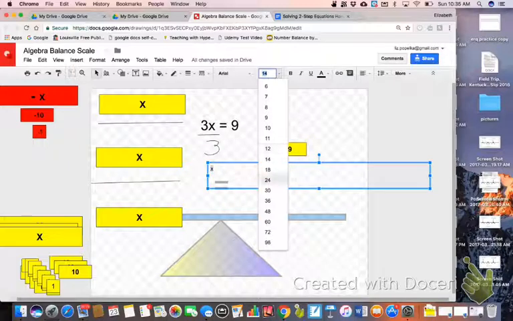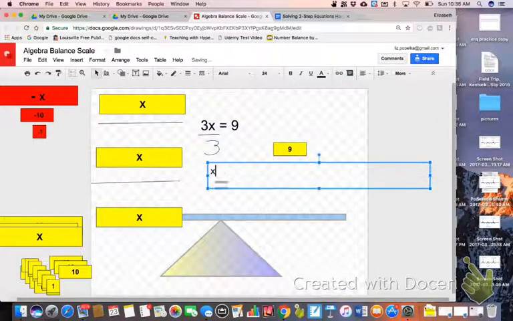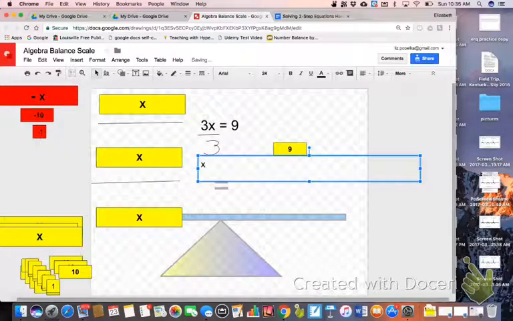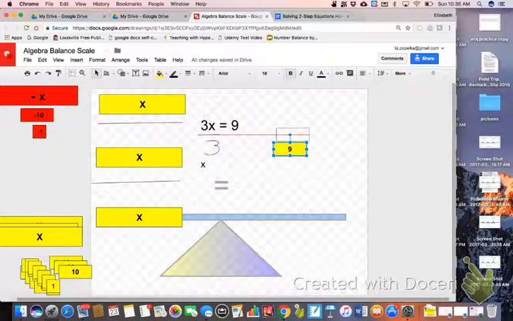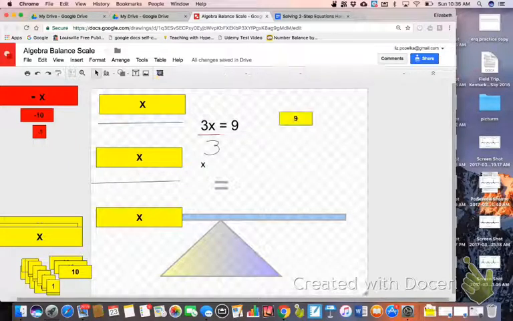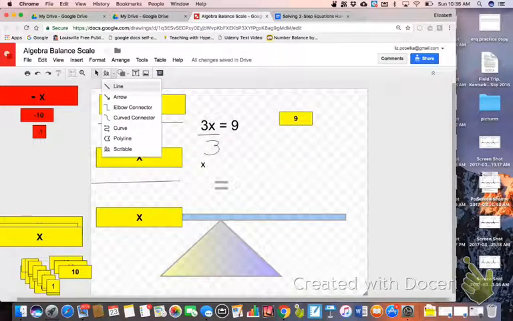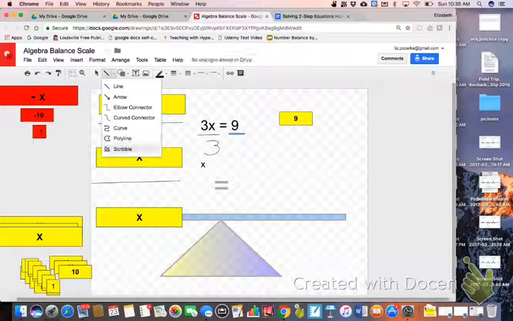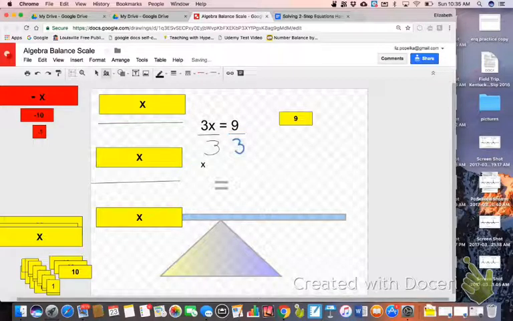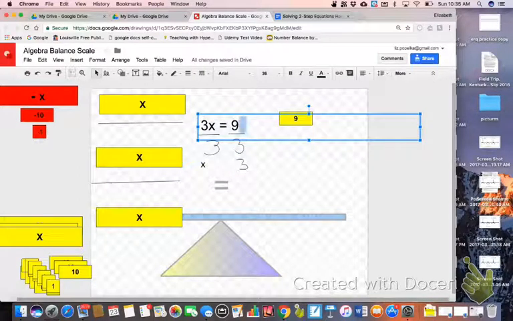We all know that what we do to one side of an equation, we have to do to the other, though. So again, I had 3 x's, divided it by 3, so now I'm left with just 1 x in each group. Now I've got to take this 9 and divide it up into 3 groups. So 9 divided by 3. I hope we all know 9 divided by 3 is 3. So I'm going to take this 9 and divide it up into 3 pieces.